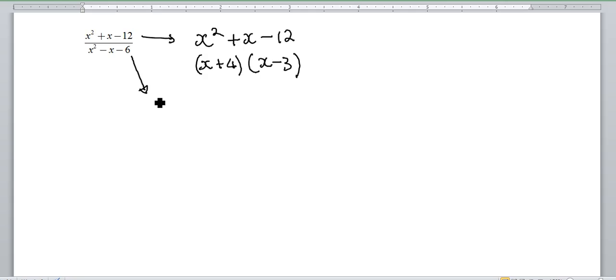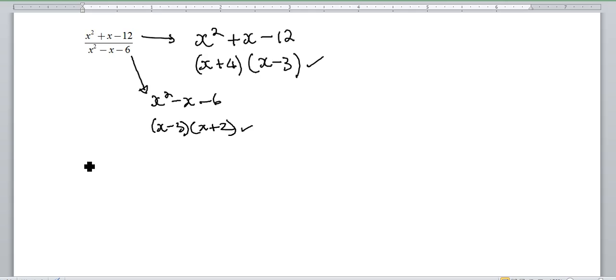So your denominator. Remember, the numbers are negative 3 and 2. So one of the numbers is negative 3, so we'll have x minus 3. The other number is positive 2, so we'll have x plus 2 as the two factors of that. So you have factorized the numerator and you have factorized the denominator.